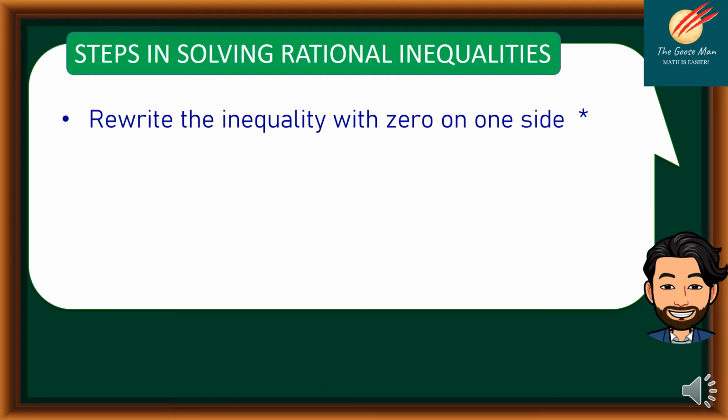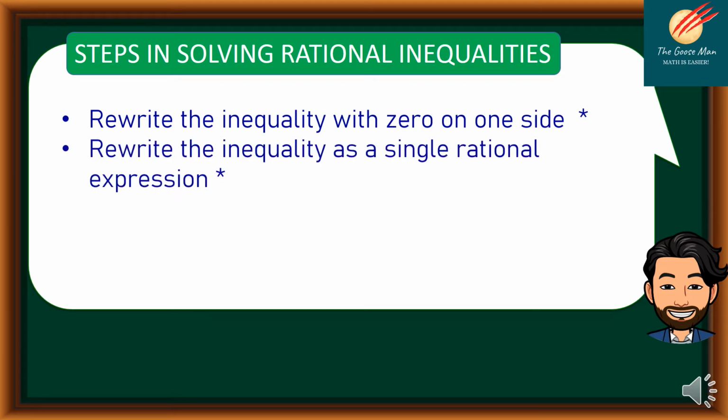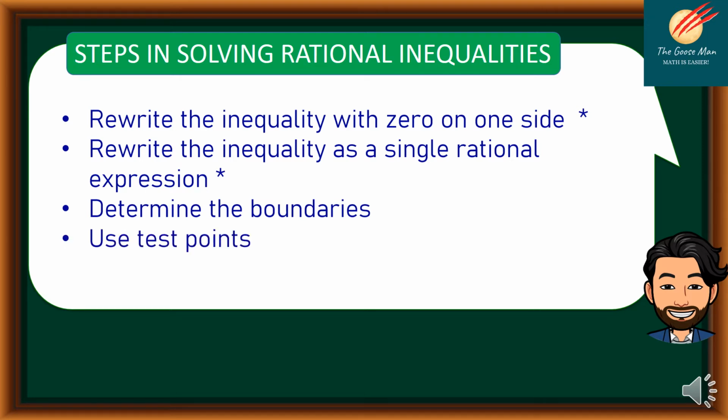First, rewrite the inequality with zero on one side. Next, rewrite the inequality as a single rational expression. Notice that steps 1 and 2 are not applicable on some occasions. Third, determine the boundaries. Then we will use test points. And finally, write the solution set.